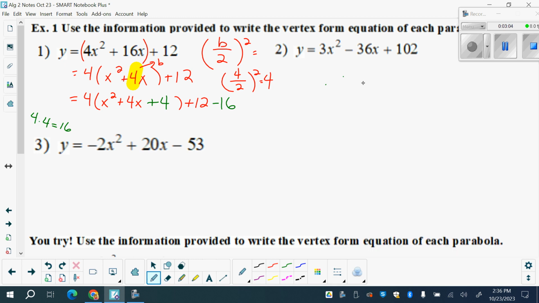we're going to rewrite this. Y equals 4 times what squared? X plus 2. How do we get the 2 here? Half of this here, half of this 4x. So that's half of that one. And then 12 minus 16 is? -4. So there is our vertex form.